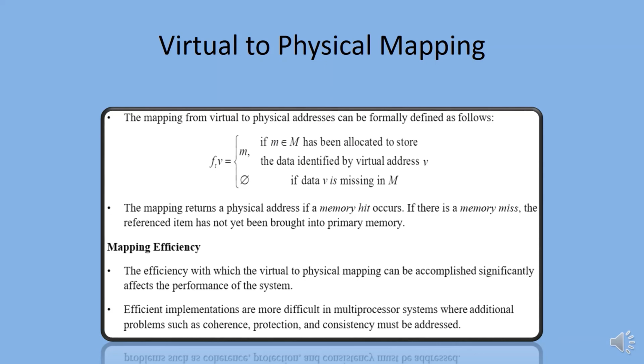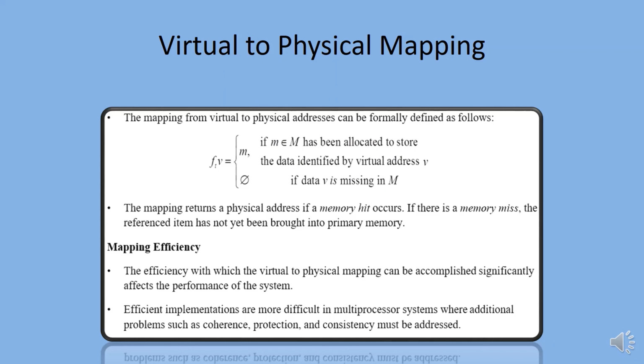The mapping ft is formally defined as follows. ft(v) = m if m belonging to M has been allocated to store the data identified by virtual address v, or it is equal to null if data v is missing in M. In other words, the mapping ft(v) uniquely translates the virtual address v into a physical address m if there is a memory hit in M. When there is a memory miss, the value returned, ft(v) = null, signals that the referenced item has not been brought into the main memory at the time of reference.